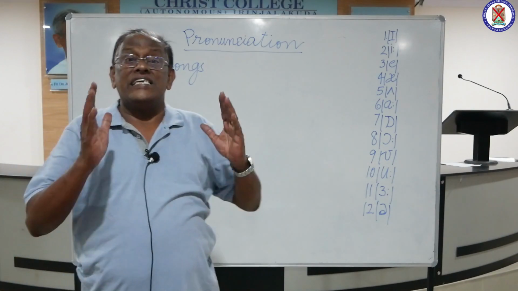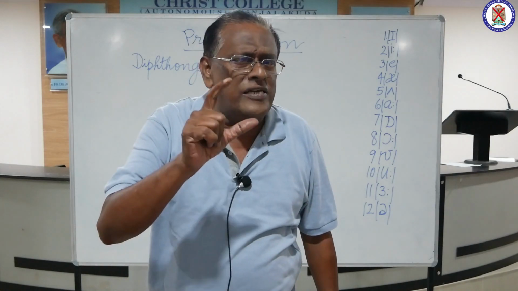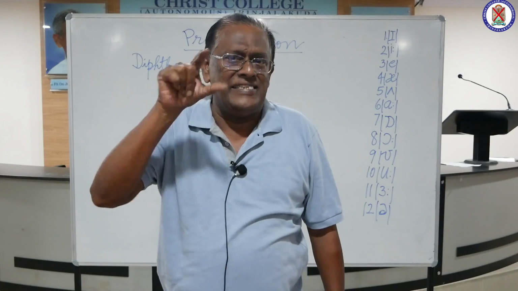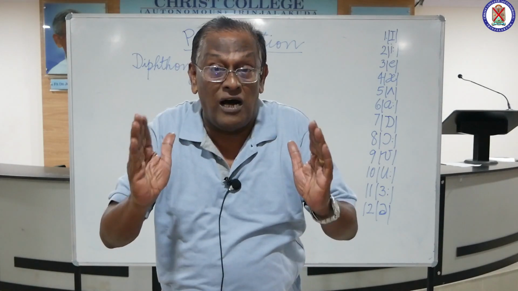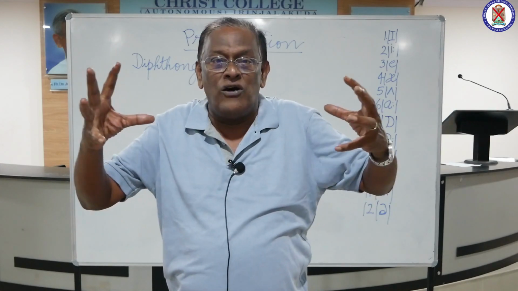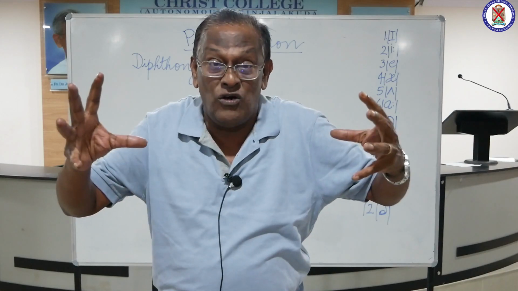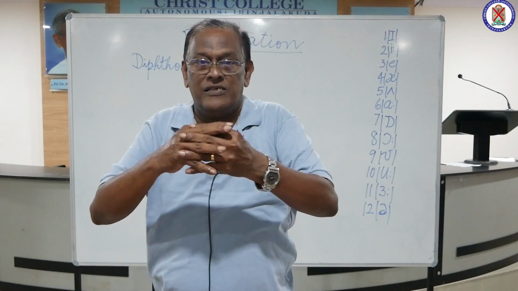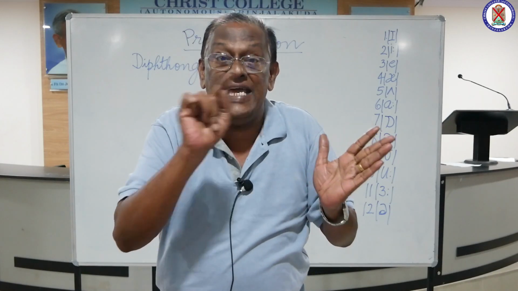Now what are diphthongs? Diphthongs, as the word suggests, Di means two. So diphthongs are a combination of vowel sounds, a combination of more than one, that is, two pure vowels. We get what is known as a diphthong, which are 8 in number.